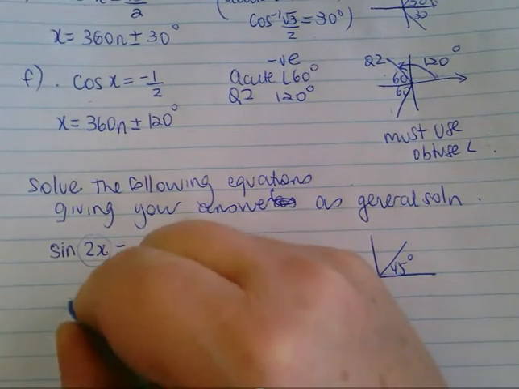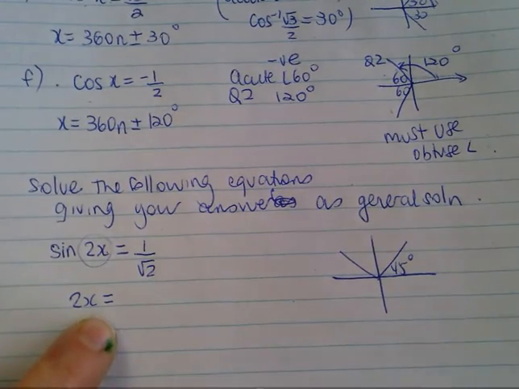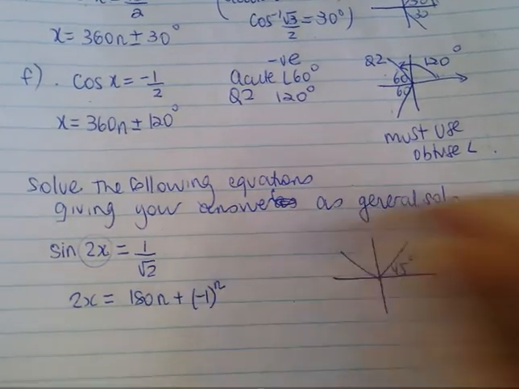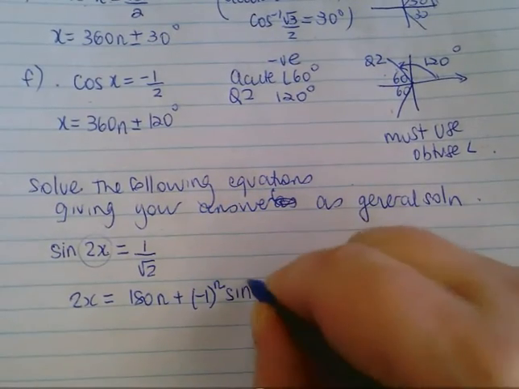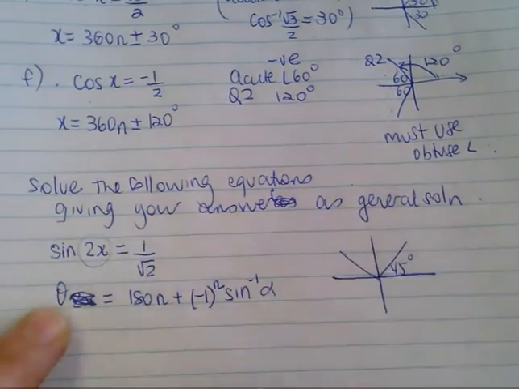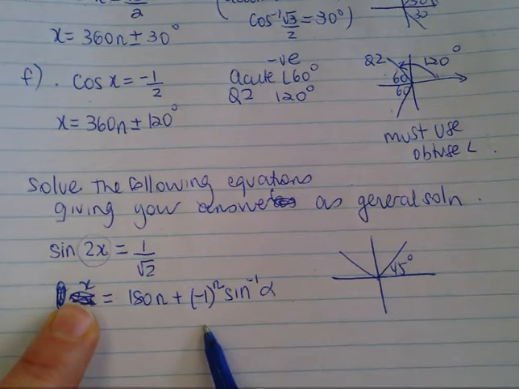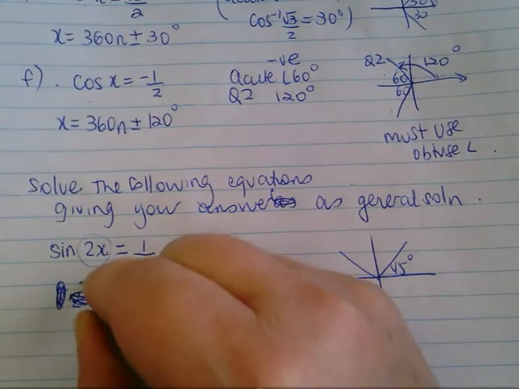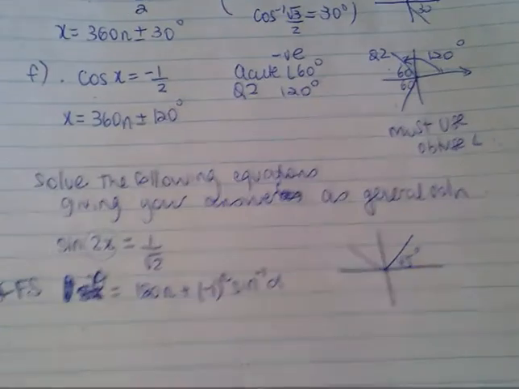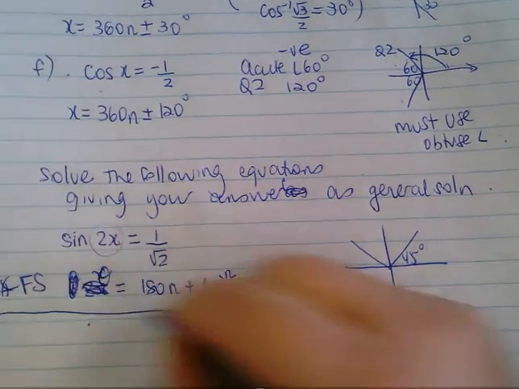So instead of writing x equals, we write 2x equals. What's the general solution for sine, isn't it? 180n plus negative 1 to the power of n of sine to the minus 1 of alpha. That's the formula. This is the general solution, or x equals or theta equals, it doesn't matter. That's what you'll see on your formula sheet. That's your formula. So theta equals 180n plus that. So that's from your formula sheet.